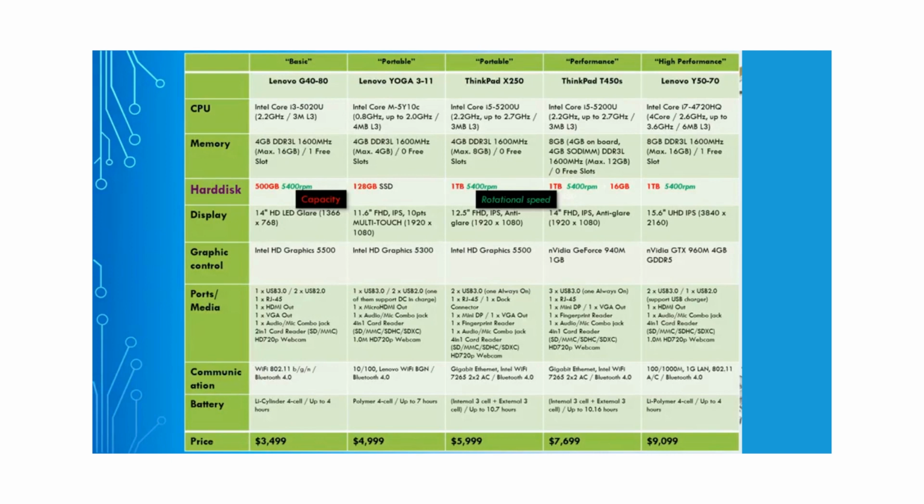So going back to this pamphlet, we can see that some of the computers are using hard disk for the storage, and some of them are using SSD, which is much faster compared to hard disk.